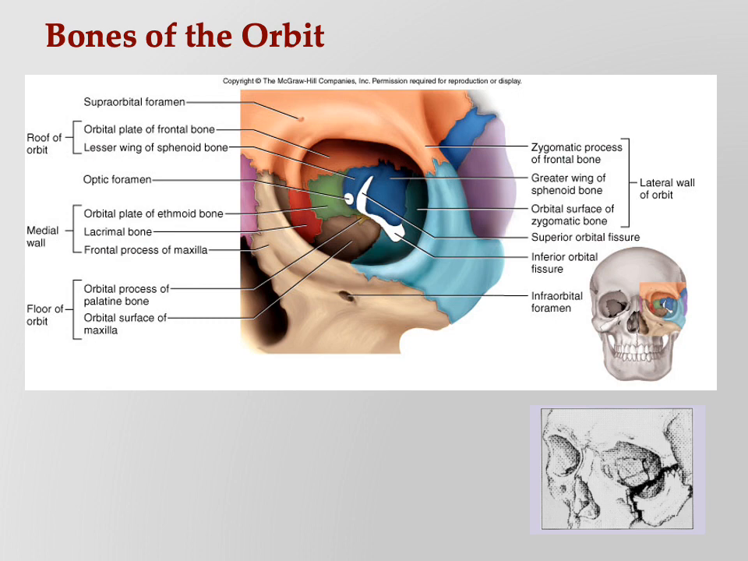So, the bones of the orbit. This is just to show you it's a complicated area. Look at all the bones that come together to form that. There you can see the lacrimal bone. Stop for a moment and check all these out. See the lacrimal bone there? You can see part of the ethmoid bone, part of the sphenoid, part of the zygomatic.